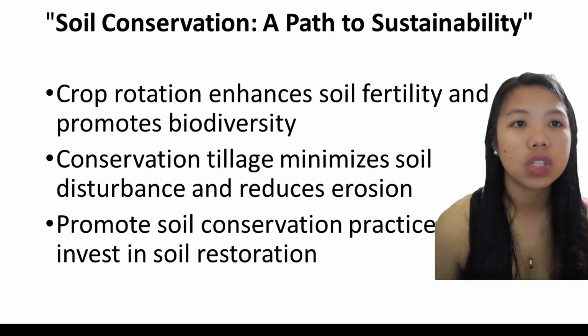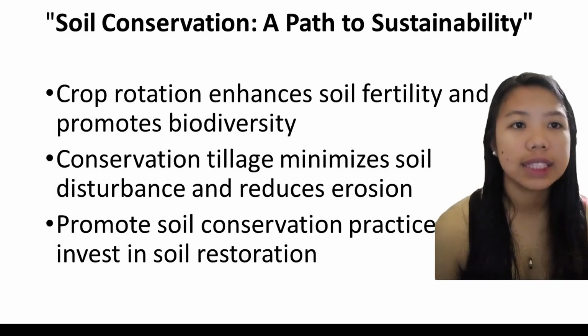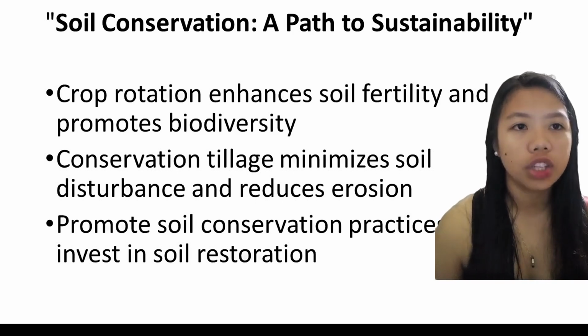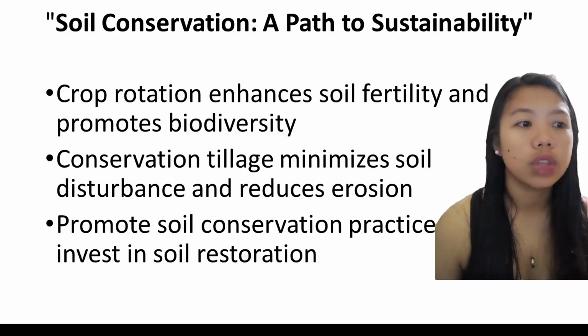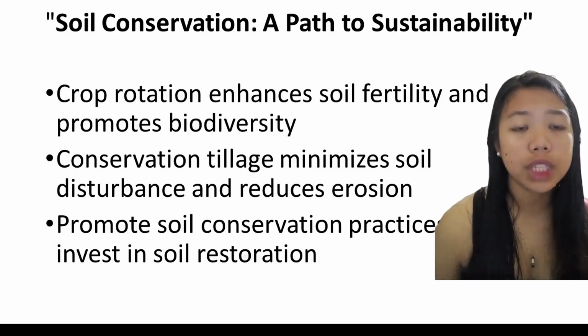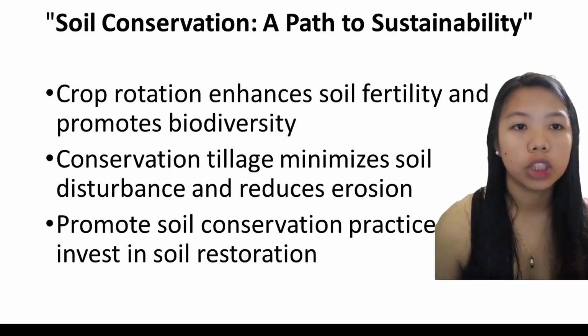This enhances soil fertility by naturally replenishing nutrients, reduces pests and disease, and boosts biodiversity by supporting a wider range of organisms. The next is conservation tillage, farming methods that minimize disturbance to the soil, reducing erosion caused by wind and water. This helps maintain soil structure, conserve moisture, and protect valuable topsoils.